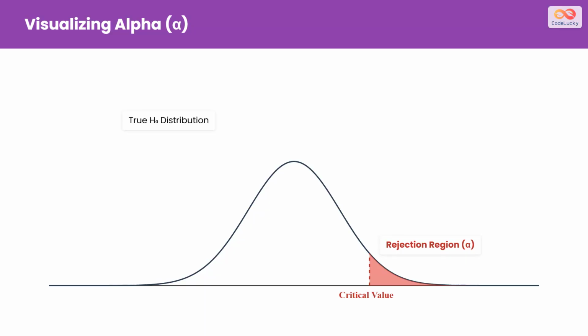Let's visualize this on a normal distribution curve. The white curve represents the distribution if the null hypothesis is true. Most data points fall in the middle. But if our sample data falls into the shaded red area on the tail, known as the rejection region, we reject the null hypothesis. Since the curve shows the null hypothesis is true, landing in that red area leads to a Type 1 error.